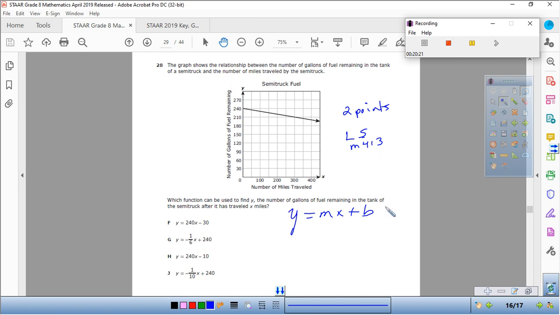Which one goes first, your m or your b? Your b. Where is that? My starting point, right? So what is this number? Where am I starting at right here? Yeah, I'm starting at b of 240. So I'm looking for the one that has 240. This is your b. This is your b. So these are out automatically. Does that make sense? Now, next thing is, it's going down, so I'm looking for a negative slope. So shucks, both of these are correct.